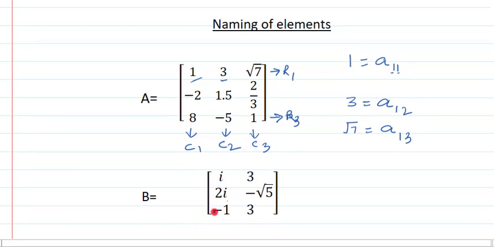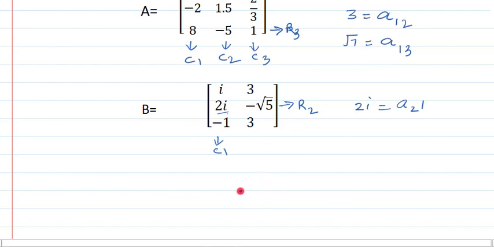Similarly, in matrix B, if we want to name any of the elements, we'll name them in the same way. Let me take this element 2 iota. So 2 iota lies in the second row and in the first column. Therefore, 2 iota can be named as a21.